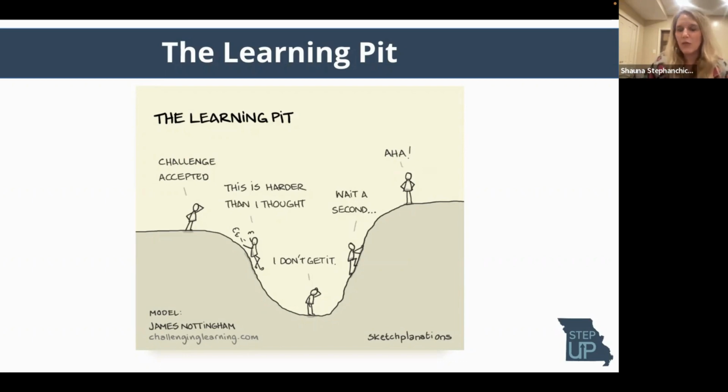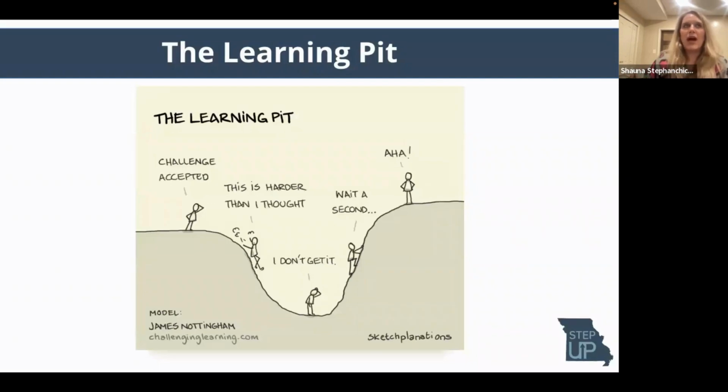It's the same thing of growth, not fixed. You're not just born smart. You're not just born with that knowledge. That we're helping students be cognizant of. Learning is a process, and there is this pit where sometimes it's going to be really hard and you just won't get it.